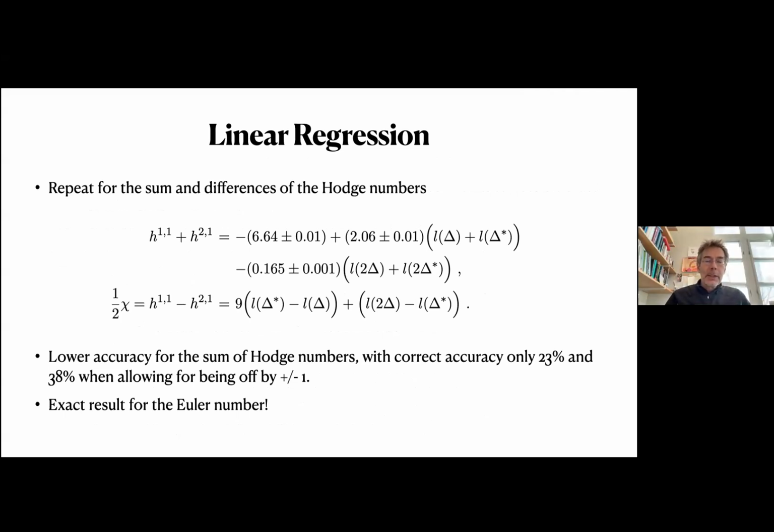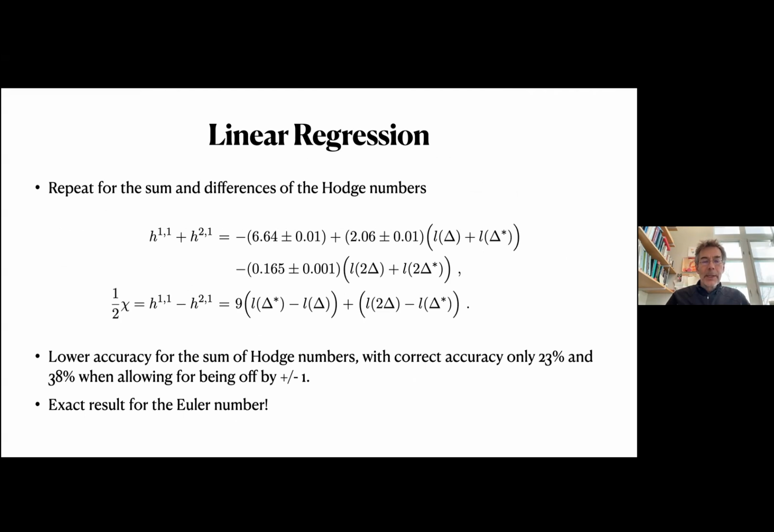Now here's the interesting thing. If we do the same thing for the sum and the difference, the sum, not surprisingly, is as expected from what had been done in the machine learning analysis. The accuracy is quite low, 23%, increasing by another 38% if you allow for a mistake of ±1.